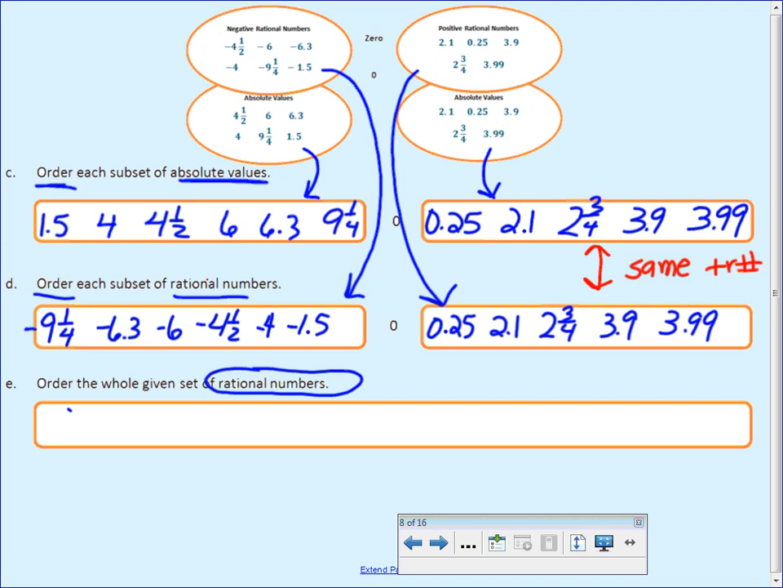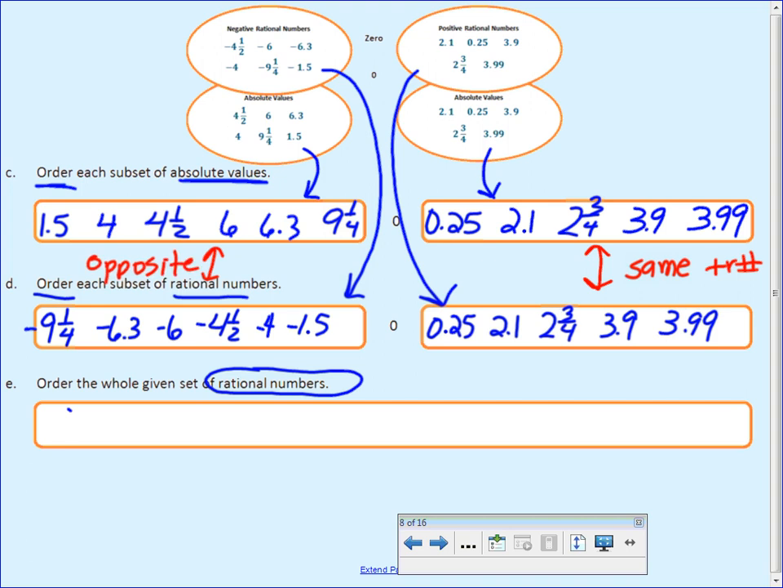But here, what about negative numbers and their absolute value? What did we notice happened when we ordered our negative rational numbers with their absolute values? What do you notice about the order? Opposite. Those negatives like to be difficult.